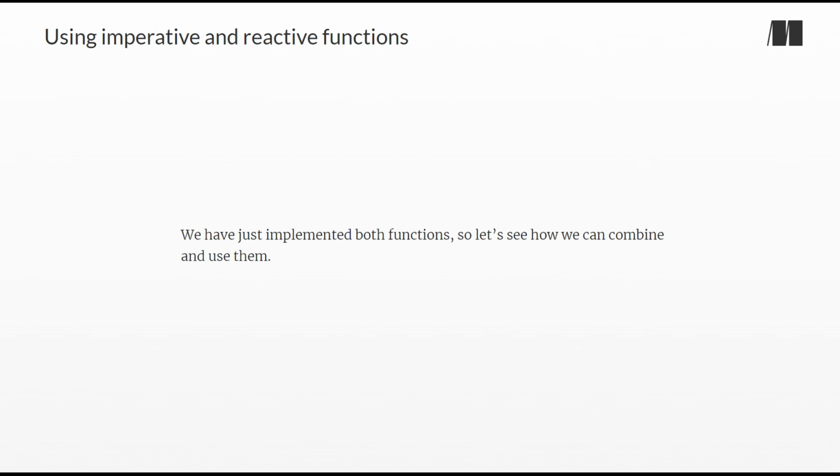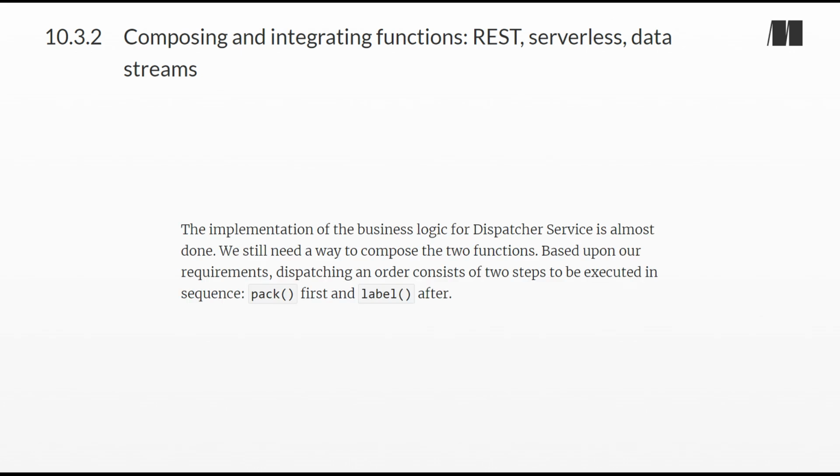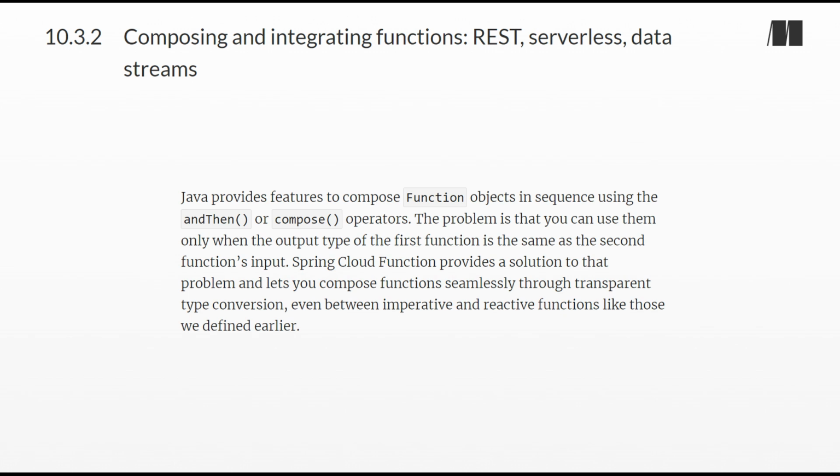We have just implemented both functions, so let's see how we can combine and use them. Section 10.3.2. Composing and integrating functions: REST, serverless, data streams. The implementation of the business logic for Dispatcher Service is almost done. We still need a way to compose the two functions. Based upon our requirements, dispatching an order consists of two steps to be executed in sequence: pack first and label after. Java provides features to compose function objects in sequence using the andThen or compose operators. The problem is that you can use them only when the output type of the first function is the same as the second function's input.